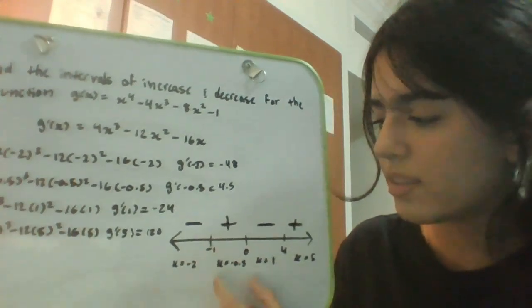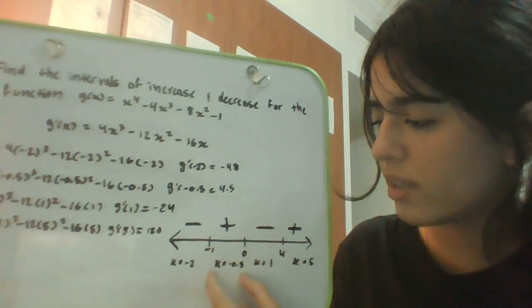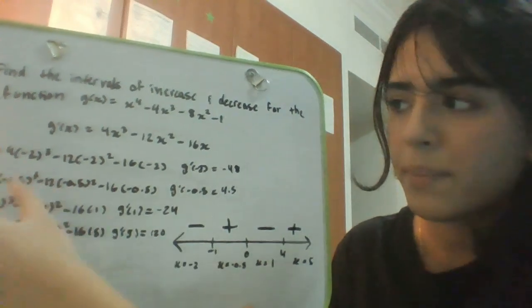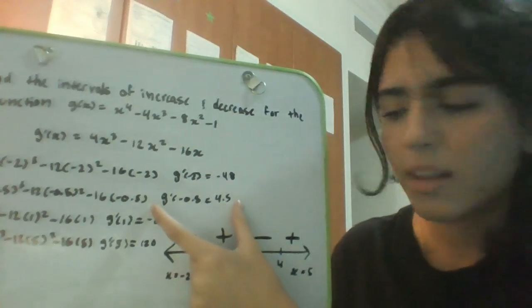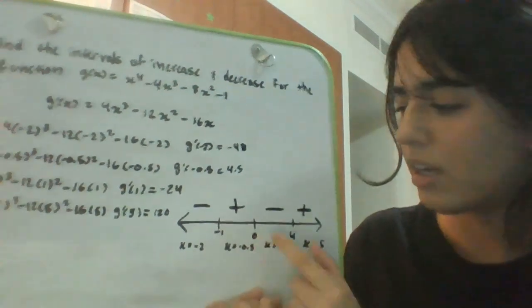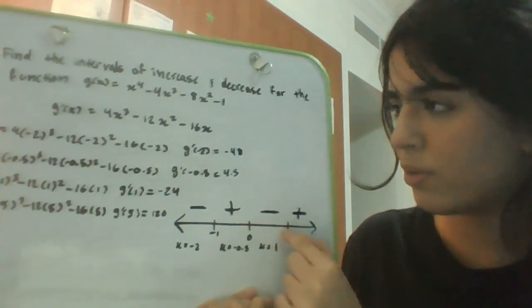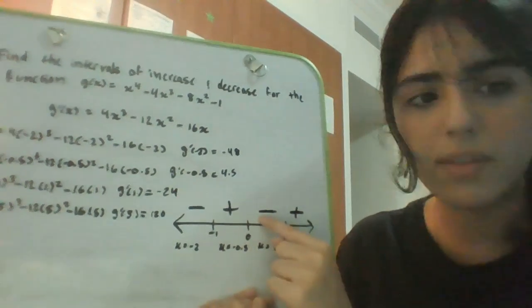I did that with this interval between negative 1 and 0. I used negative 0.5 as my test point. I plugged it in the equation, and I got positive 4.5. That makes this equation positive, making it increasing. I did it with 1 between 0 and 4, plugged it in here, got negative 24. That means this interval is negative, therefore decreasing.